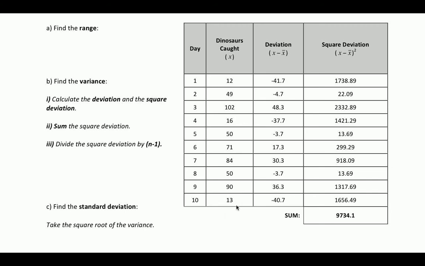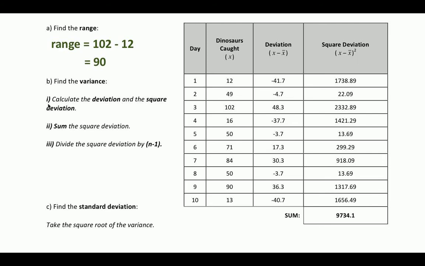So what's the point? But basically, if you look at the data, you notice the range. We could basically say the high value is 102, the low value is 12. So what's the range of this data? 90 dinosaurs. So that's a significant range. Let's calculate the variance.